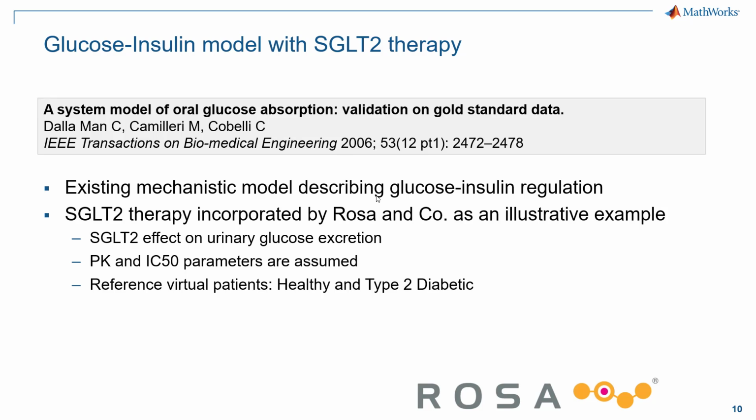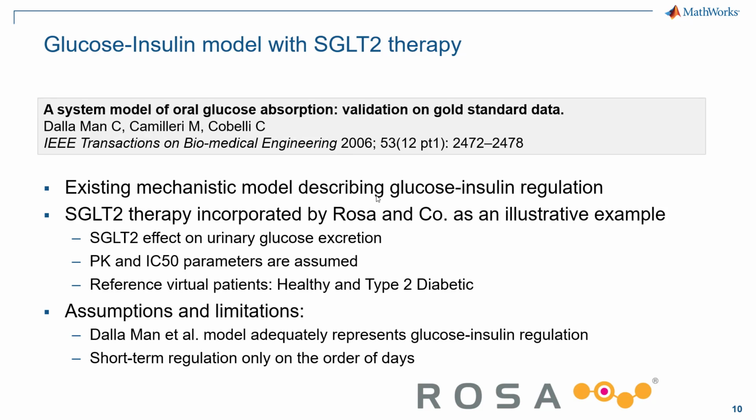So Rosa and Co. included the SGLT2 effect on the urinary glucose excretion. They described the PK in the model and the other parameters like the IC50. And those values, of course, were assumed because there was no specific PK to go on, at least not in the hypothetical situation. And then they also provided us with 2 reference virtual patients, one healthy and one type 2 diabetic patient. The idea here is that Rosa and Co. qualified these 2 virtual patients against observed clinical data to make sure that these patients were indeed representative of a healthy subject and a type 2 diabetic patient.